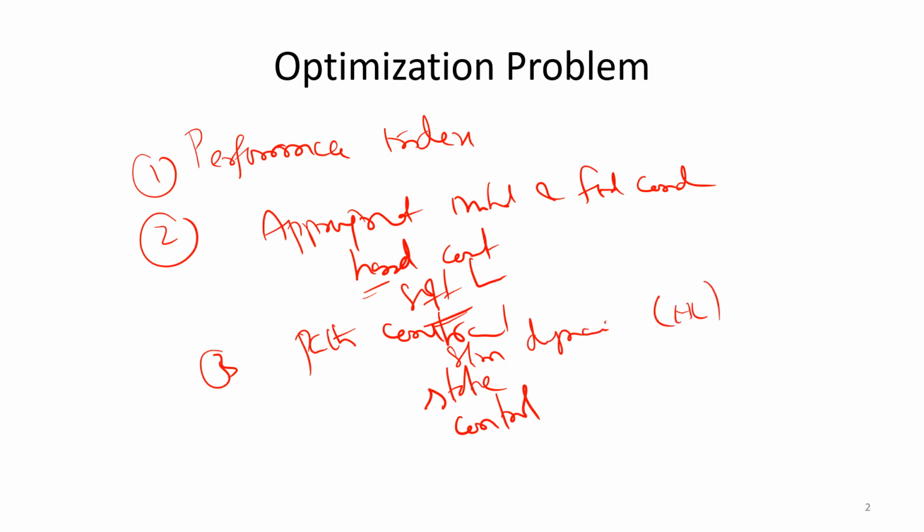So first you have to frame the optimal control formulation. In that formulation, the first and foremost thing is to frame the performance index. Then you have to give the appropriate initial and final conditions. That is a hard constraint and soft constraint, but it has to follow this, or it may be possible that it is a soft constraint. So you have to give the constraint: what is the initial and what is the final condition?